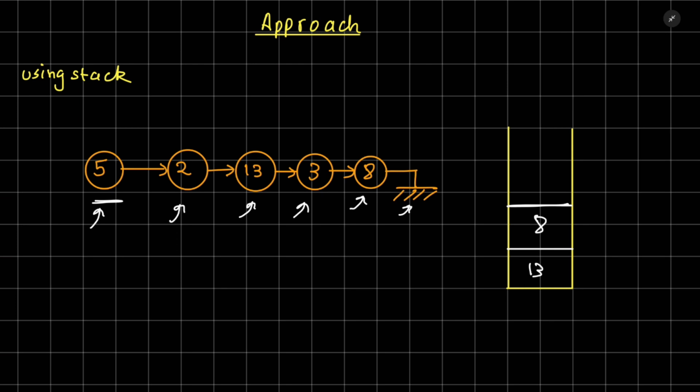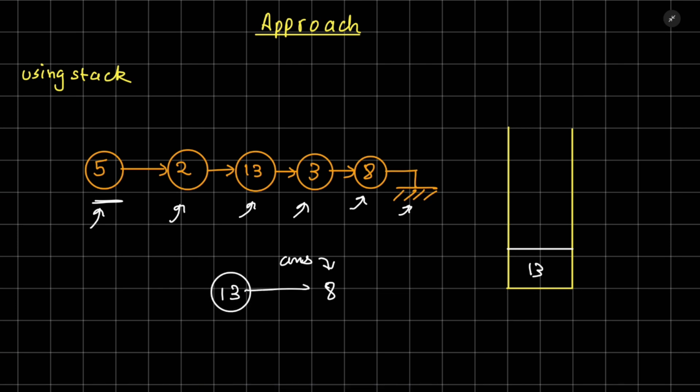Now what we have to do is make a linked list out of them. So we will pop 8. Let's say this is our answer pointer, so our answer will be pointing to 8 now. Then we will again pop until it's the end of the stack, so we will get 13. We'll make a new node of 13.